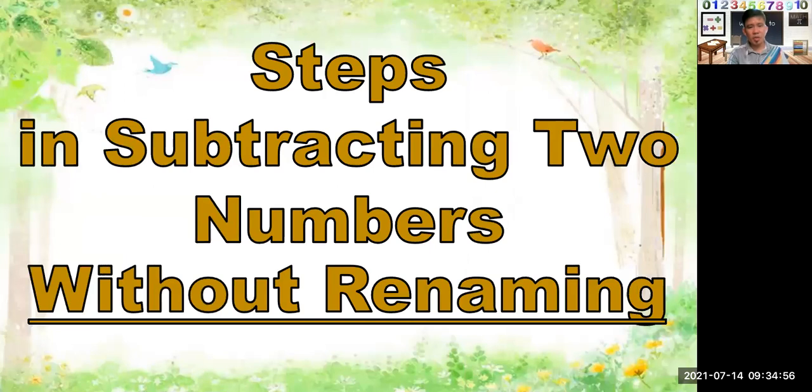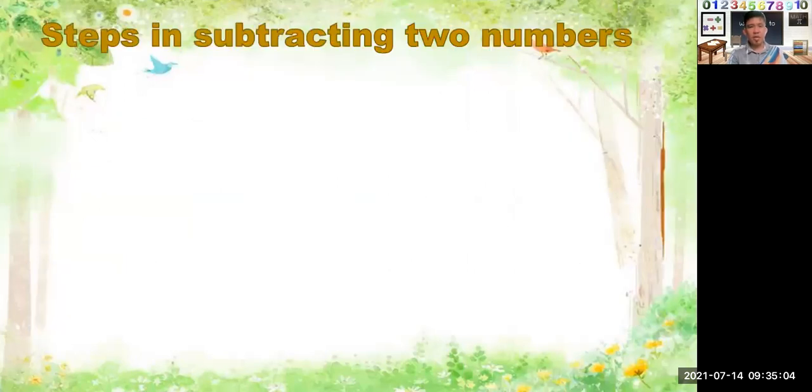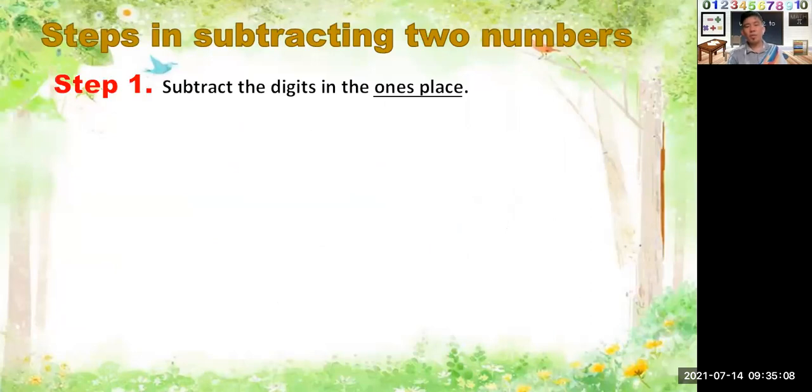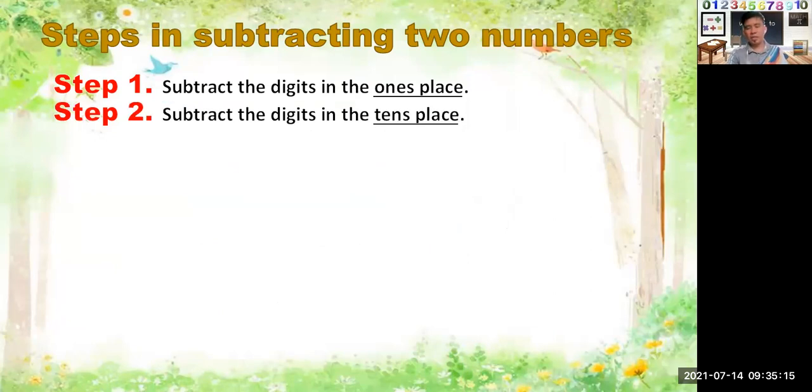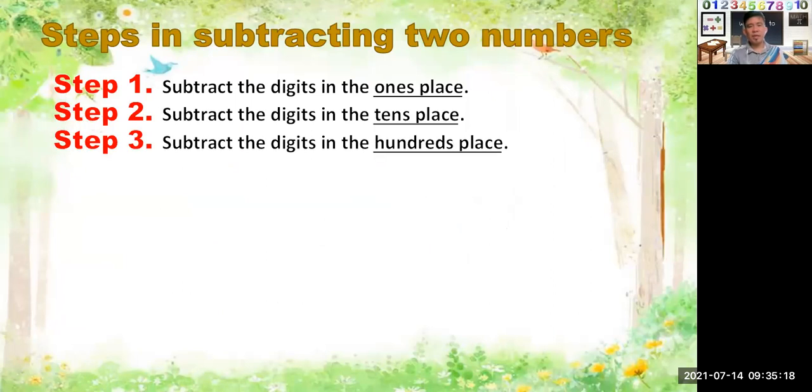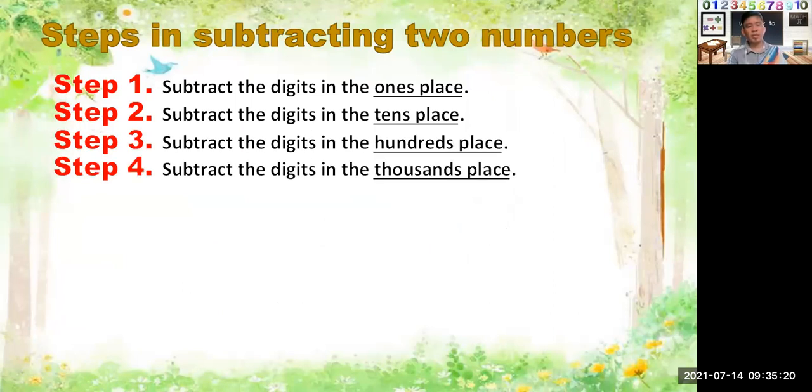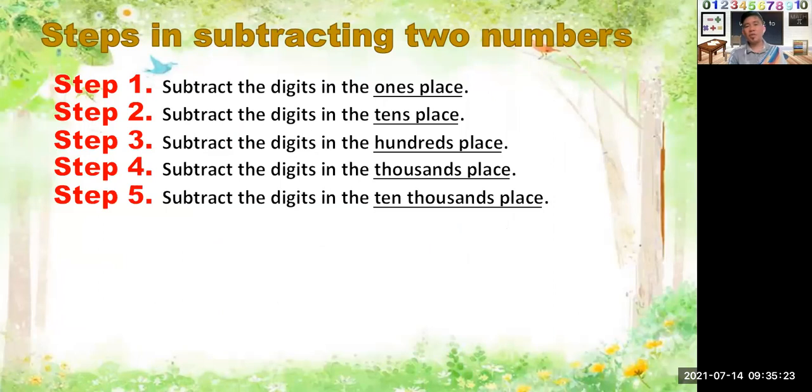So, steps in subtracting two numbers without renaming. We will start with subtracting without renaming first. It's very easy. Here are the steps. Step number one, when we subtract the numbers, we start in the ones place. After we subtract the ones place, we proceed to the tens place, then the hundreds place, then the thousands place, and step number five, the 10,000s place if there are five digits. If there are six, you can proceed to the 100,000s and so on.